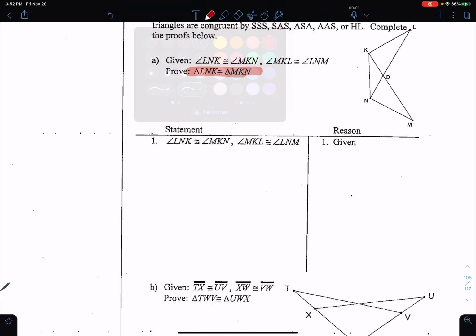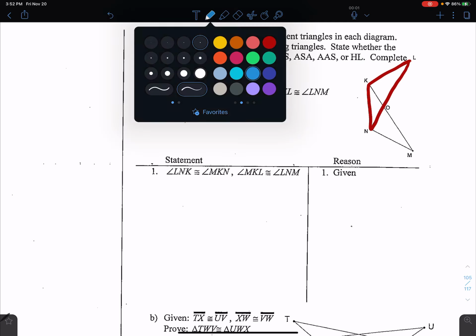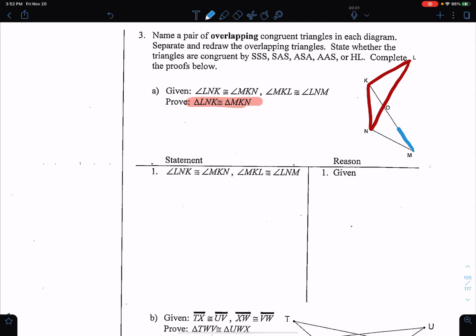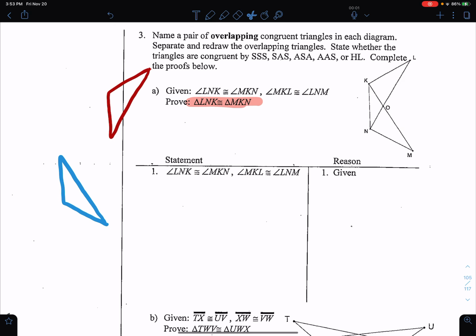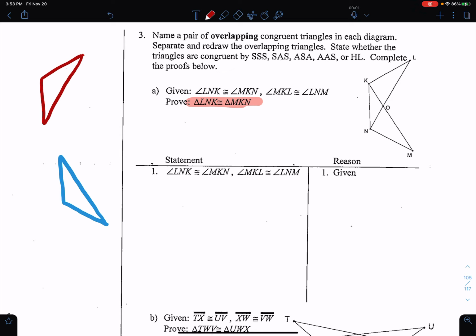Now, the first part when we're dealing with overlapping triangles is identifying them, right? So LNK is here. Now, I have this cool ability to take that triangle and move it, and we're going to see it overlaps with this other one, MKN. So when we're working with overlapping triangles, one of the biggest things we'd recommend is to redraw them. If you can't slide them, I'll demonstrate that in the next example, but we just want to visualize them being separate. So KLN would look like that, and then this other KNM would look like this.